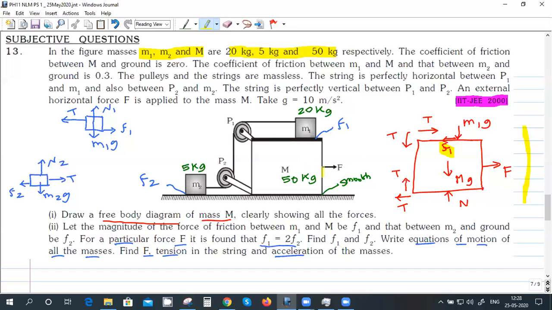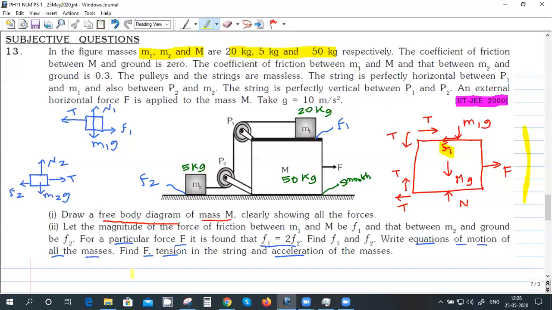So even if F is large and there is slipping between M1 and capital M, this friction force will try to act towards left. Even if I assume the direction of friction F1 wrongly, when you solve the equations, you will get the value of F1 as negative. In that case, you just have to reverse the direction of F1. Okay, the first part is done.